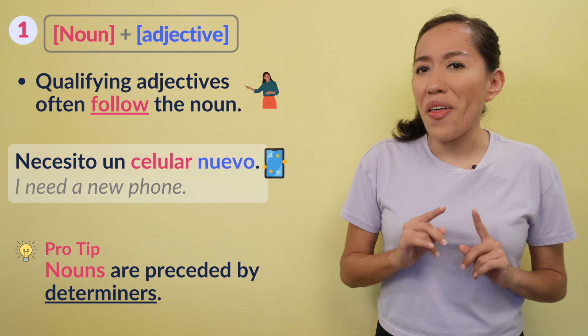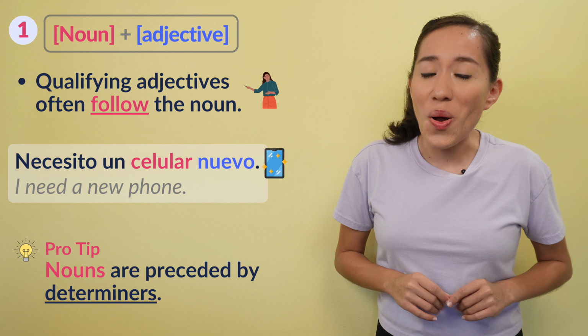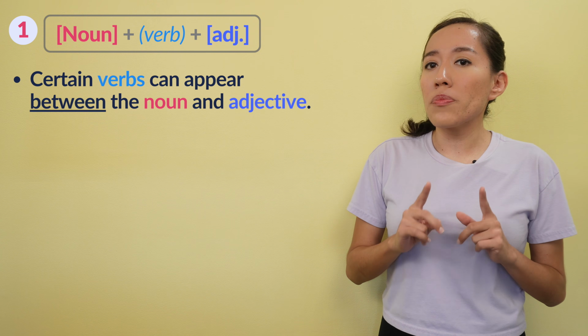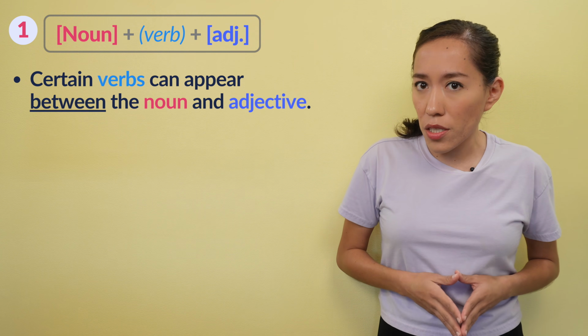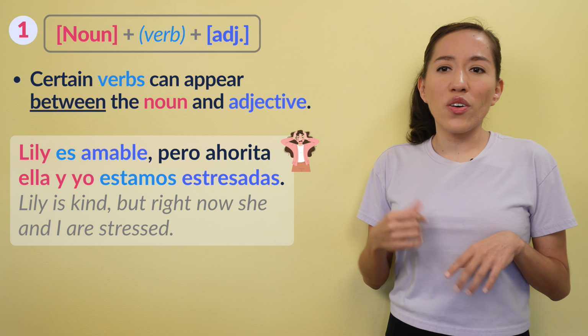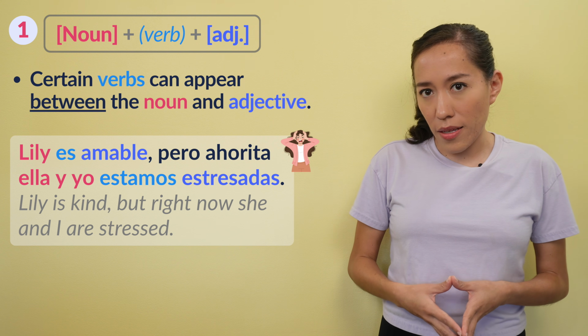Algo clave con los sustantivos en español es que muchas veces van precedidos por un determinante. Remember, if you don't know what this fancy word means, check my lesson on parts of speech. With this formula, certain verbs can also be placed between the noun and the adjective. For example, Lily es amable, pero ahorita ella y yo estamos estresadas.